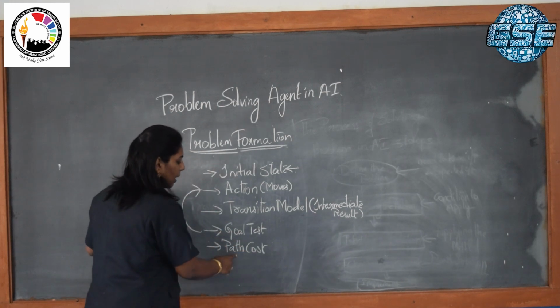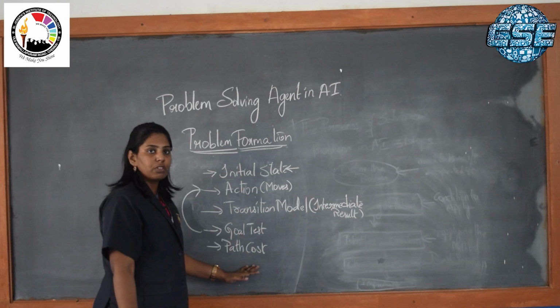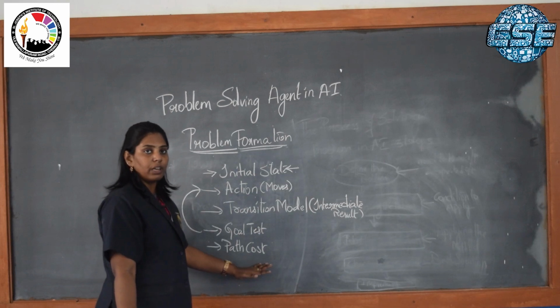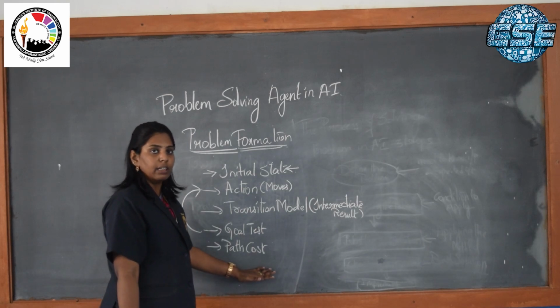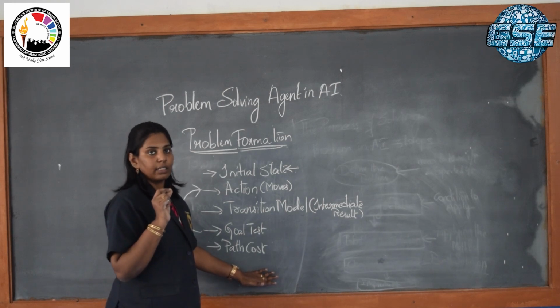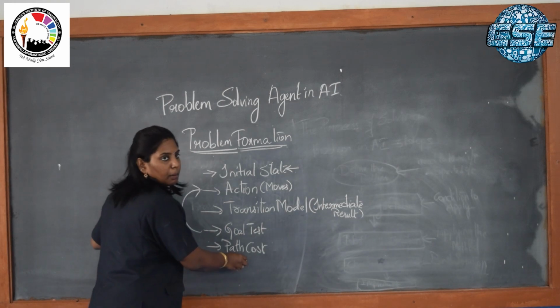Next is path cost, which is the total number of moves we are taking. How many total moves we are taking, that will be our path cost. So it will be a numerical value. That is the path cost.